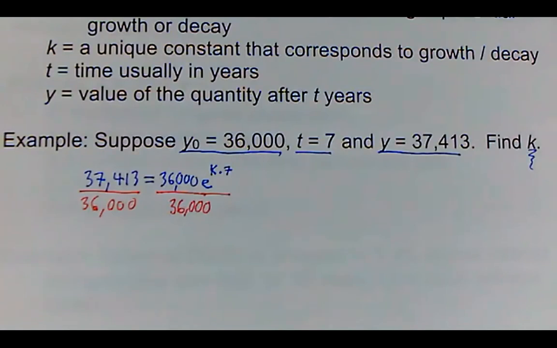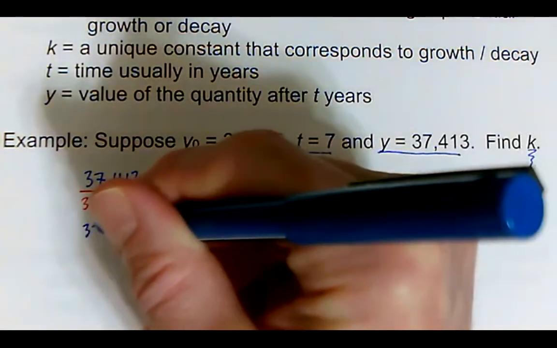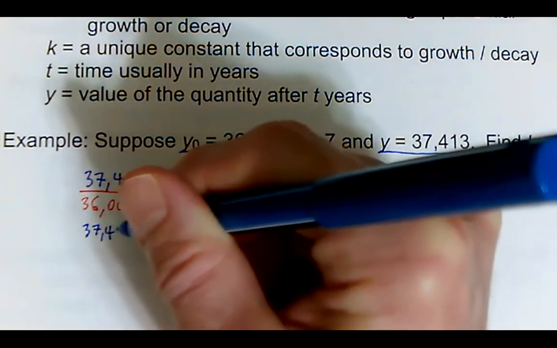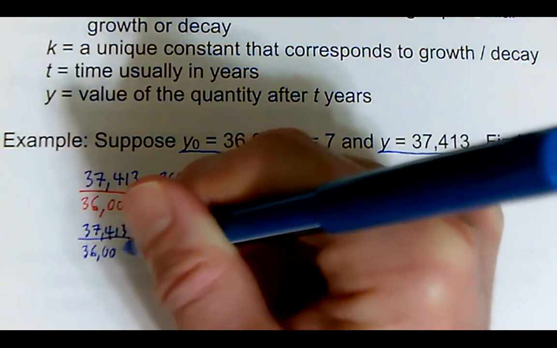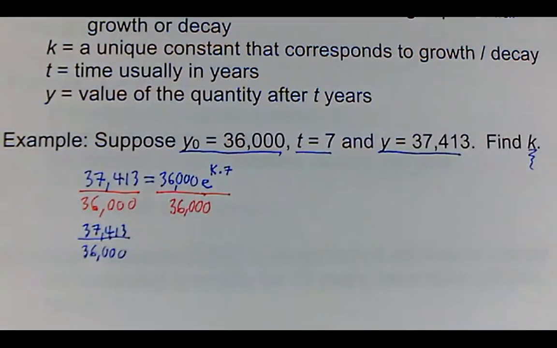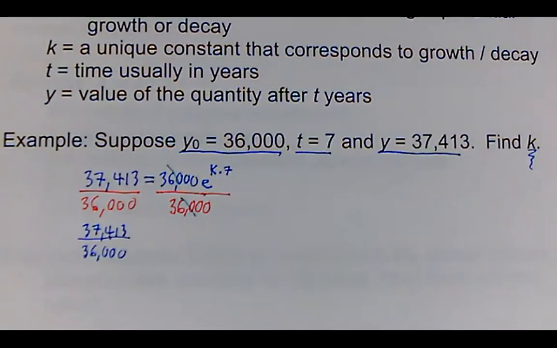And I'm actually not going to figure that out separately. My calculator is going to handle all that for me. For the time being, I want to leave it as it is. So we will have 37,413 over 36,000. On the other side, the constant 36,000 divides out just like that.